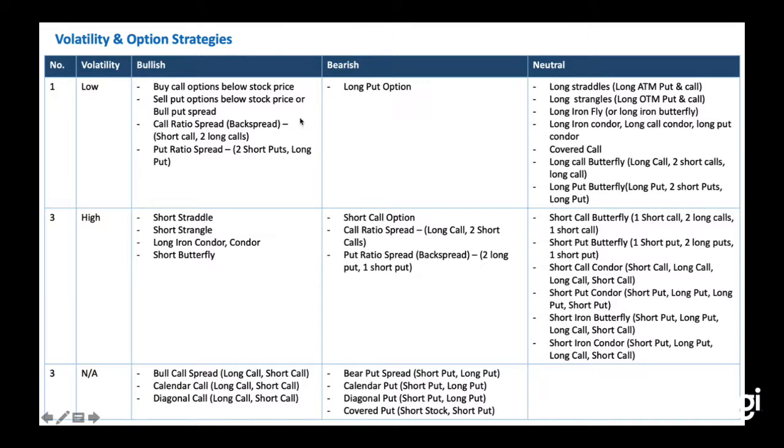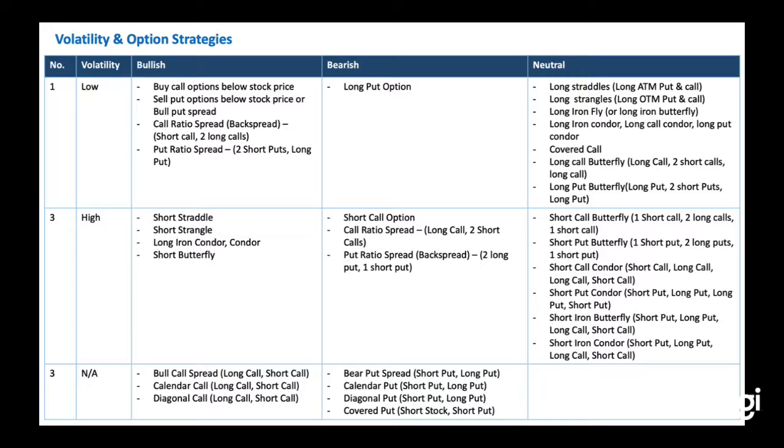So if volatility is low and you have a bullish outlook on the market, this is when you can buy call options below the strike price, or you can sell put options below the stock price, or even do a bull put spread, and in the previous one you can even do a call spread. You can also do a call ratio spread. This is where you short a call at a higher price and you long two calls, or a higher amount of calls, at a little bit lower price. You could also do a put ratio spread. This is where you short two puts and long a put.